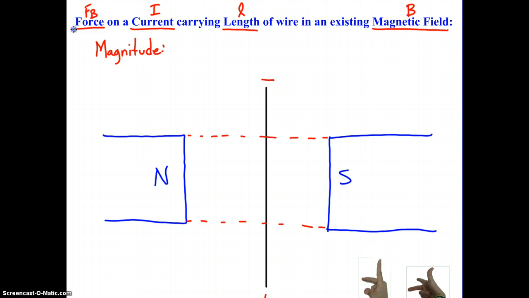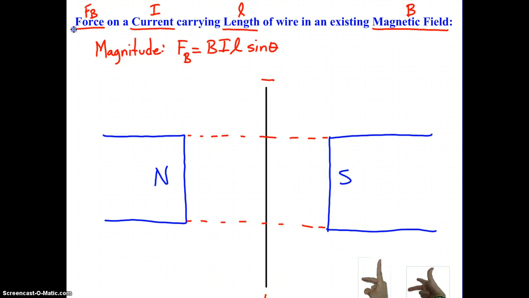And indeed, the magnitude FB equals BIL. And we throw on there a trig function, sine theta. The theta takes into account if the wire is not perpendicular to the magnetic field. It takes into account that there will still be a force on that wire, it just won't be the maximum force. So to maximize the force on a current carrying length of wire in a pre-existing magnetic field, the wire has to be perpendicular to the magnetic field itself.